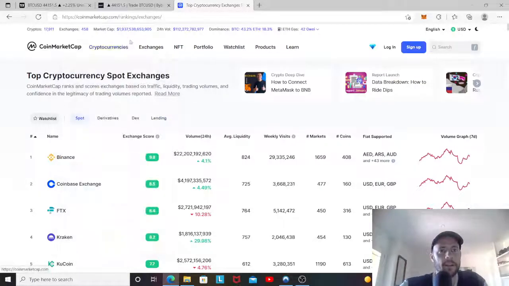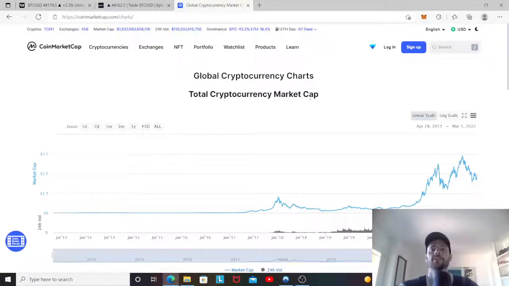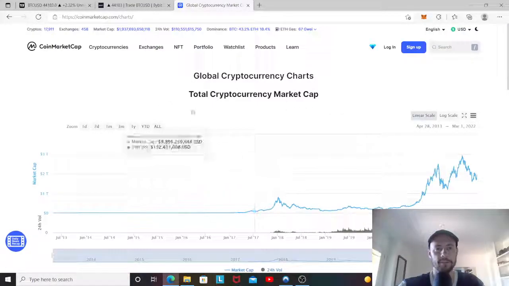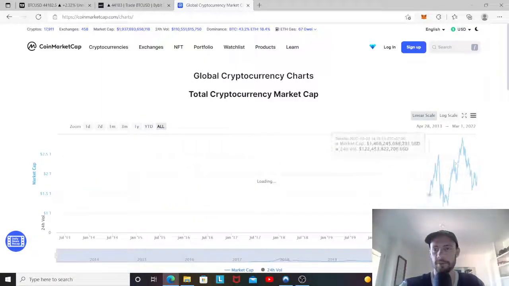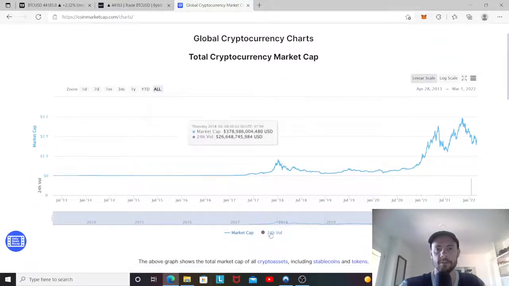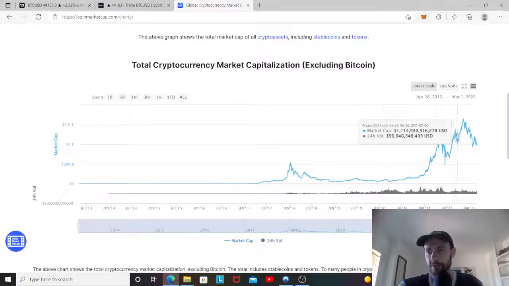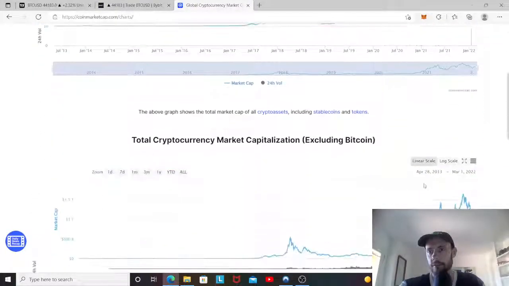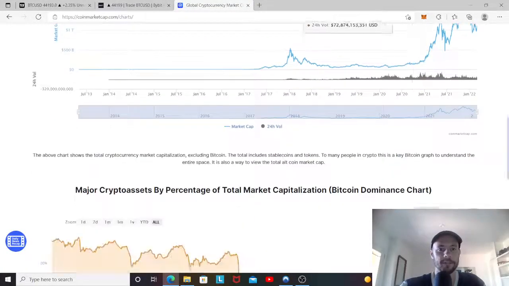You can check out. And if you click up here on market cap, it will actually show you a graph of the total cryptocurrency market cap. So this is all the cryptos combined. So you can look at the last year, all, whatever. And then scroll down and it'll show you the total crypto market cap excluding Bitcoin. So just all the altcoins. It looks a little bit different, pretty similar, but you can check out basically the altcoin chart.